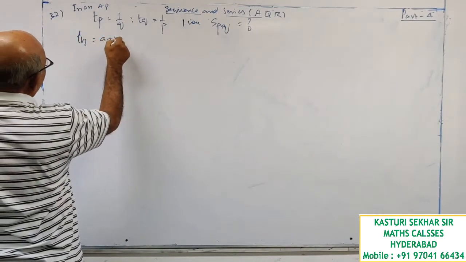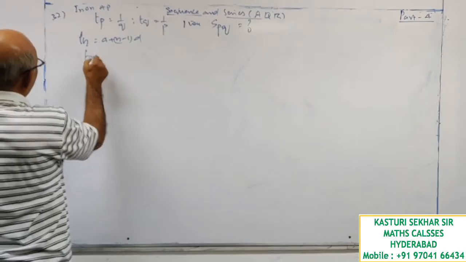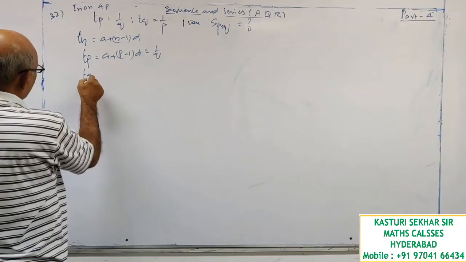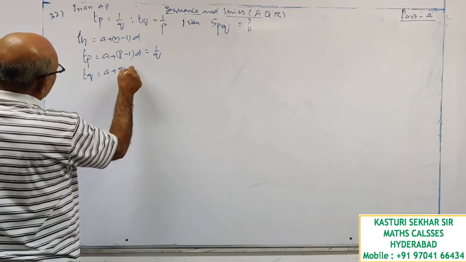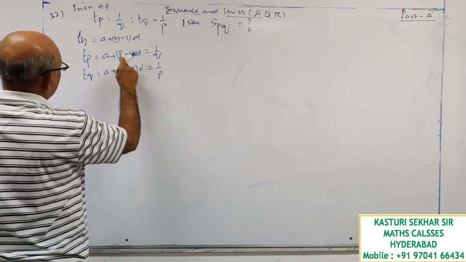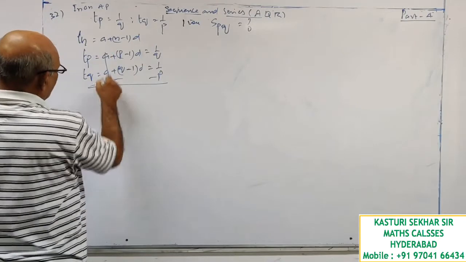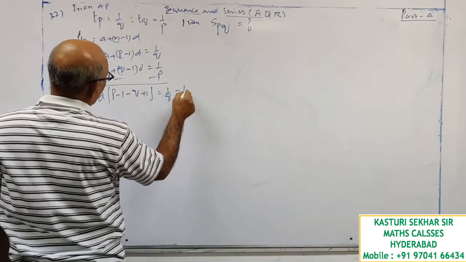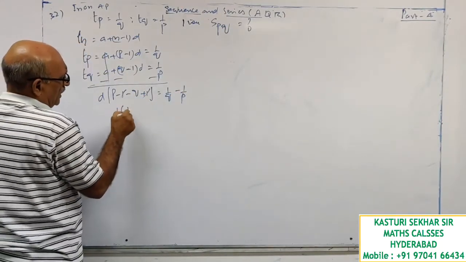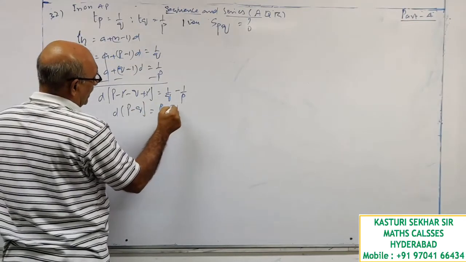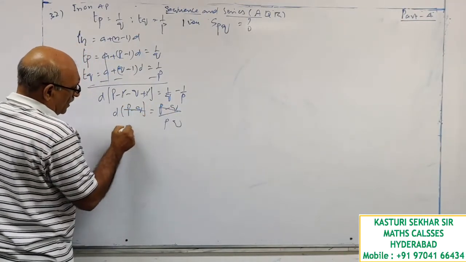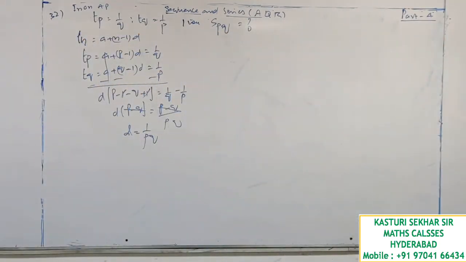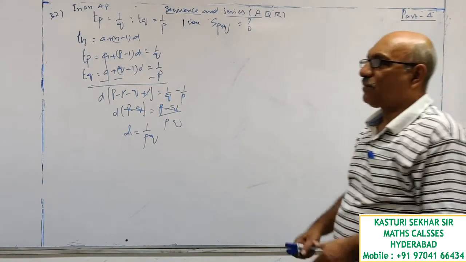Tn is equal to a plus n minus 1 into d. Tp is equal to a plus p minus 1 into d. This is 1 by q. Subtracting, d into p minus 1 minus q plus 1 is 1 by q minus 1 by p. d into p minus q is equal to p minus q by pq. d is equal to 1 by pq. d value is obtained as 1 by pq.